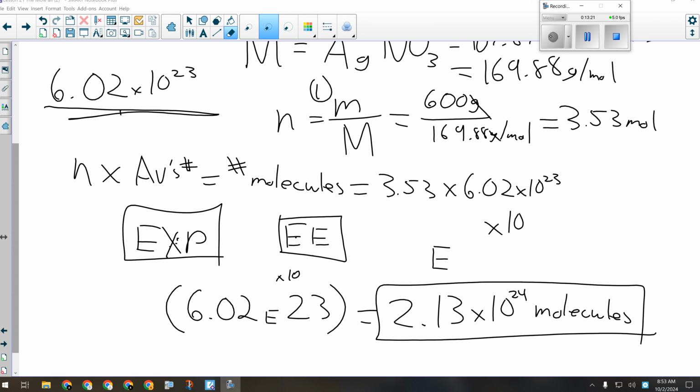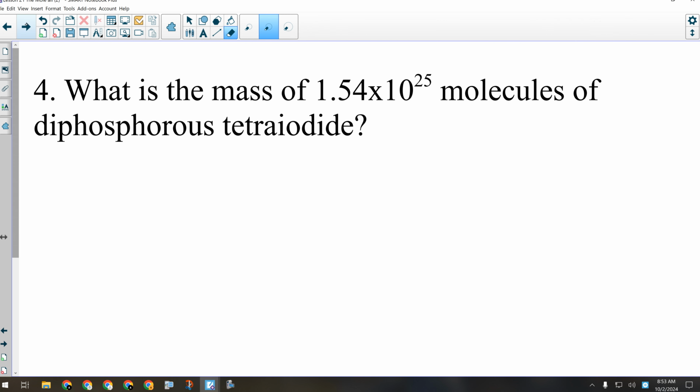Any other questions on the type 3? All right. This is the last type, type 4. In type 4, I give you the number of molecules, and I ask for mass. So, it's basically what we just did, but by completely reversing the order. We work backwards. Do what we just did, but backwards.